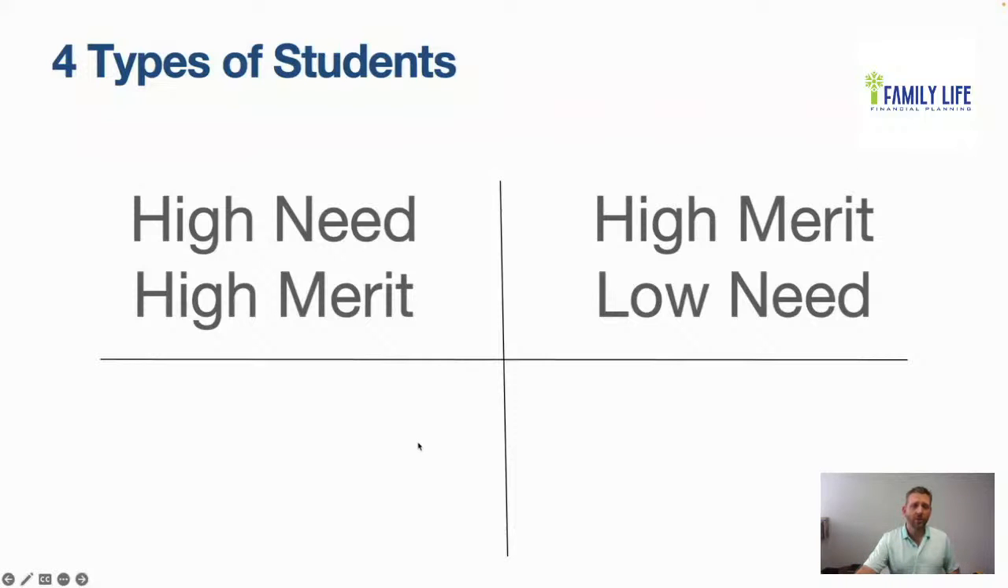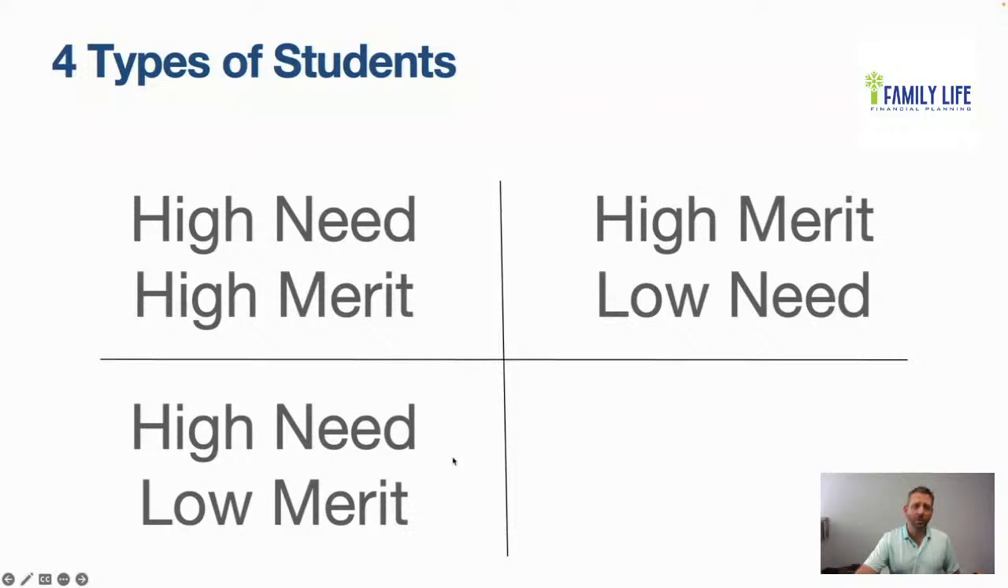You probably see where this is going. We'll go down into this corner and look at student number 3, which is now a high need but low merit. This is a student whose grades are not as good, but they don't have the financial wherewithal to get into a college.